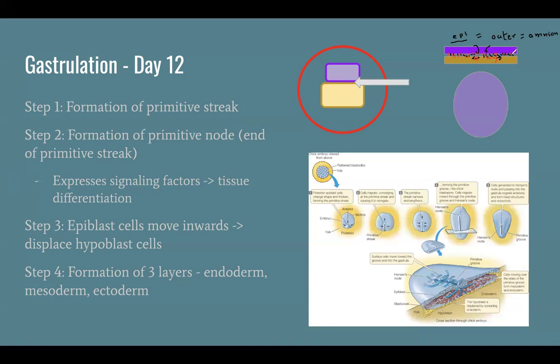So let's get more into the specifics of how this happens. So I'm going to use this really helpful picture over here. So this is first your cell mass, right?